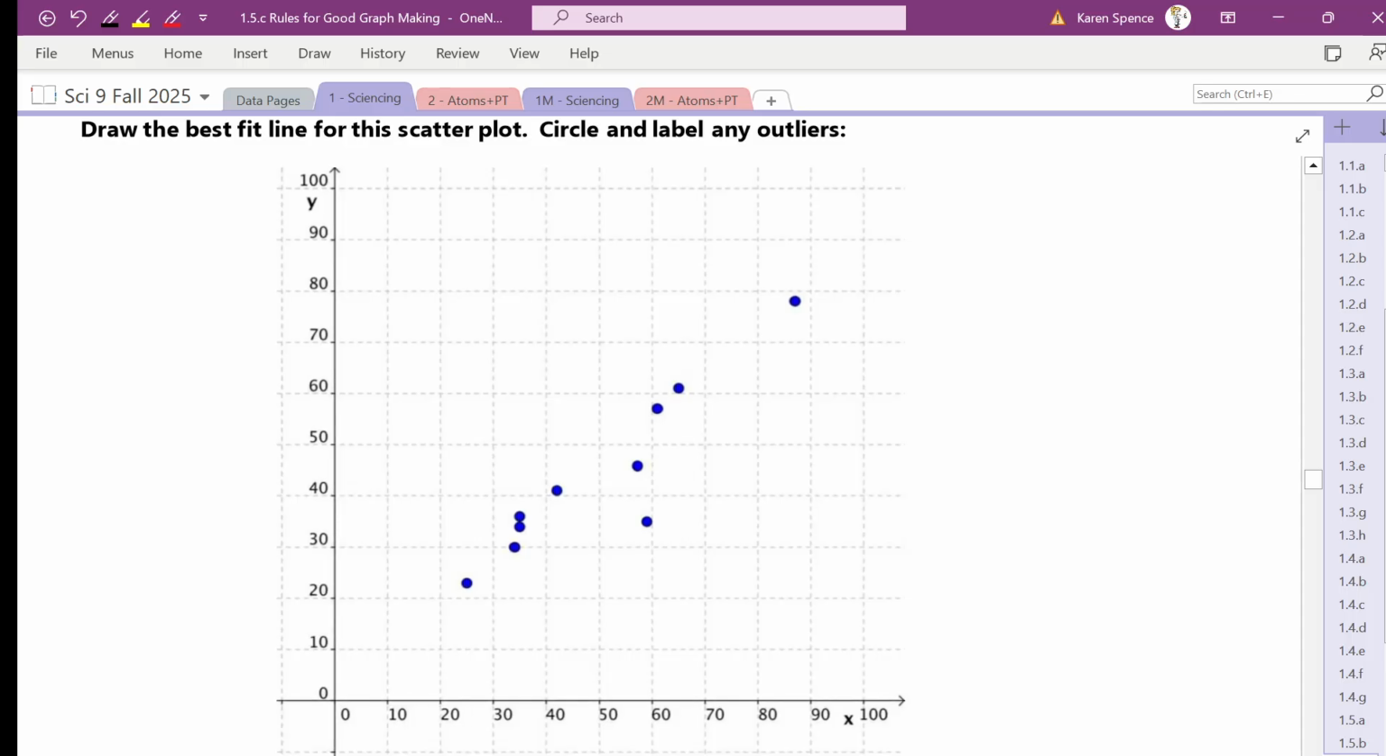You now are going to draw a best fit line for this and circle any outliers. Circle them and label them. Check with your partner when you're done. See if they got the same as you.